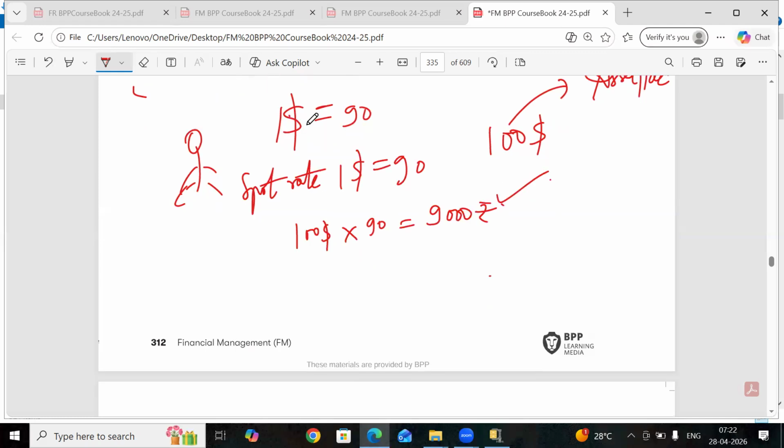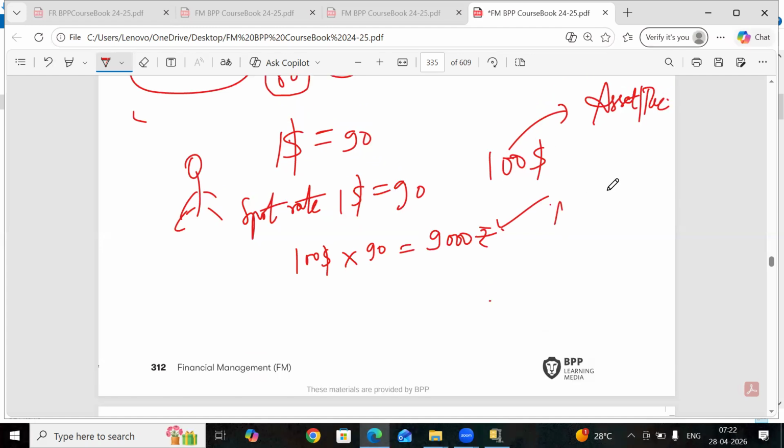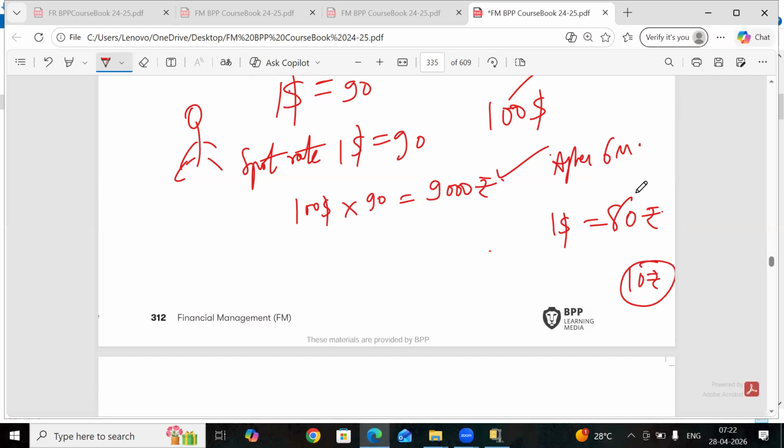But the person has agreed to pay me after 6 months. After 6 months, $1 becomes 80 rupees. What does it mean? It means the rupee has... previously 90 rupees was enough to buy $1. Now 80 rupees is enough to buy $1. I'm paying 10 rupees less. That means the purchasing power of the rupee has increased.